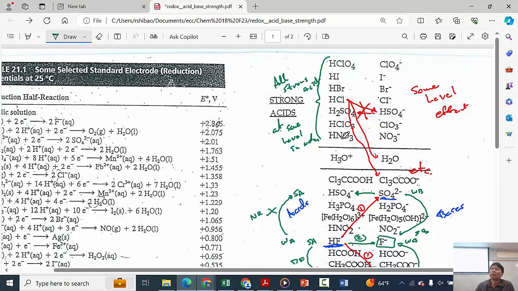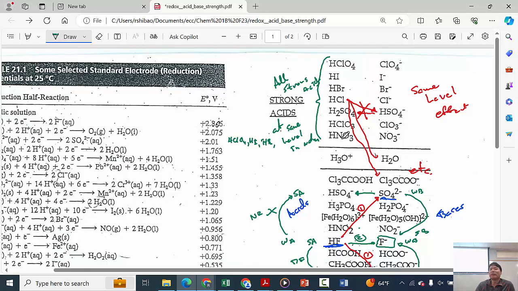So all the strong acids are going to react with any base that's stronger than water. Yes. And so the same level means that HClO4, HI, HBr are not at different levels. That is, none are higher, none are lower. They're all the same in water.